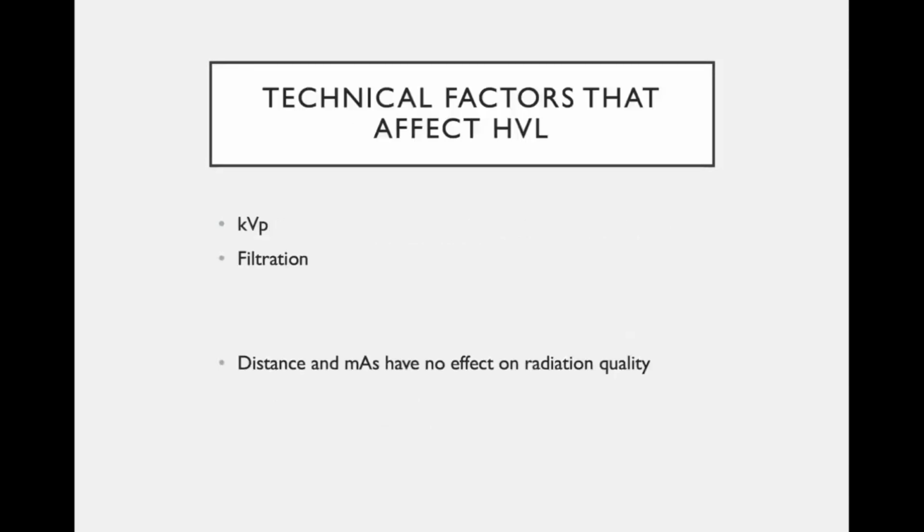So some technical factors that will affect the half-value layer are kVp, which controls the penetrability or the average energy of the beam, and filtration. So what filtration does is it filters out the lower energy photons, so you will have just the higher energy photons that are able to get through. Distance and mass will have no effect on radiation quality. And quality, again, is the energy or the penetrability.